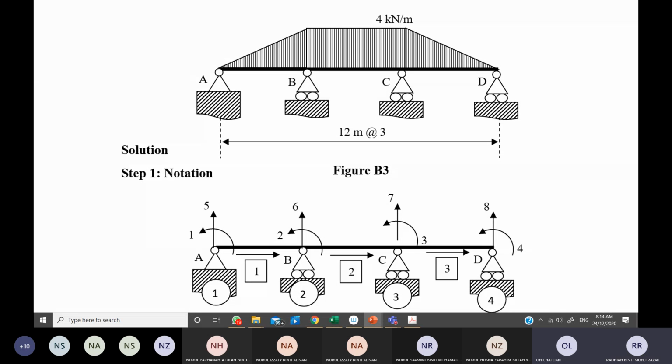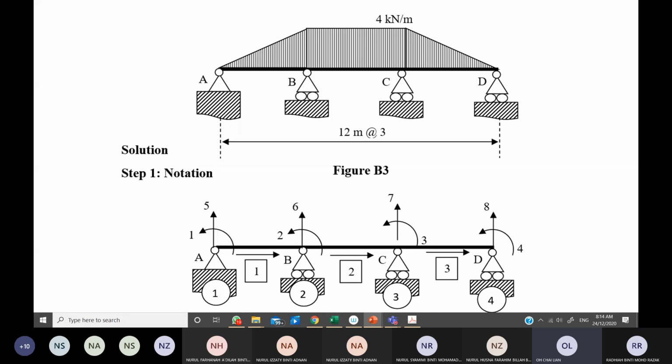Let's use the same notation for our problem. We give a node at all the supports. There are 4 supports here, A, B, C, D. So the support nodes will be node 1 at A, 2 at B, 3 at C, and 4 at D. In between the nodes we have an element. In this case we have 3 elements, and you need to assign an arrow for each of these elements along it to indicate the near end and the far end.